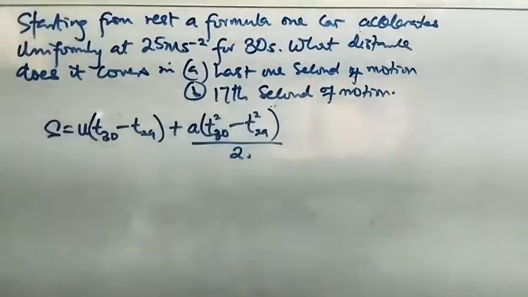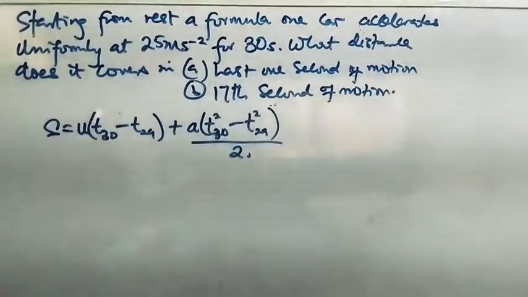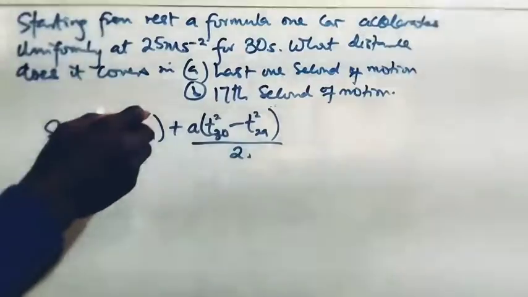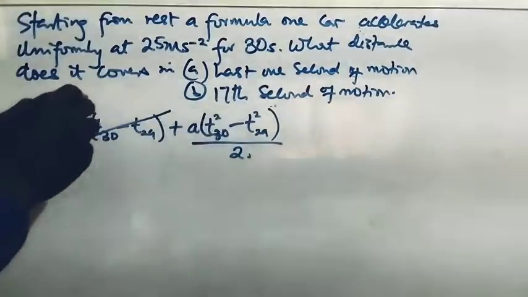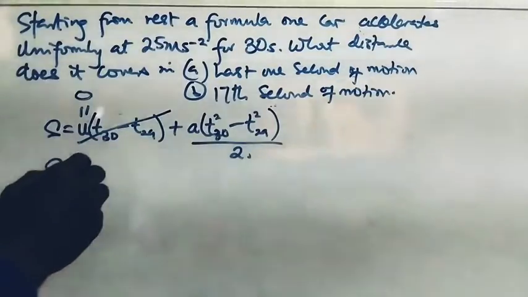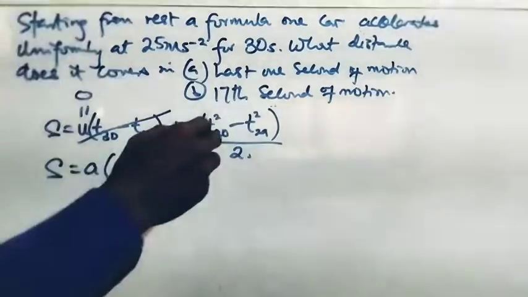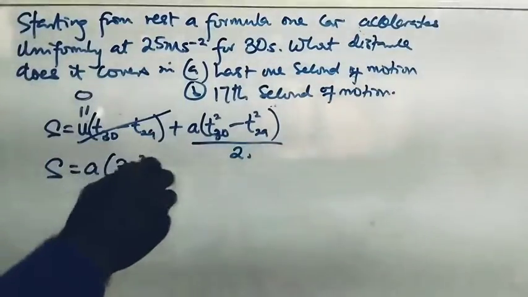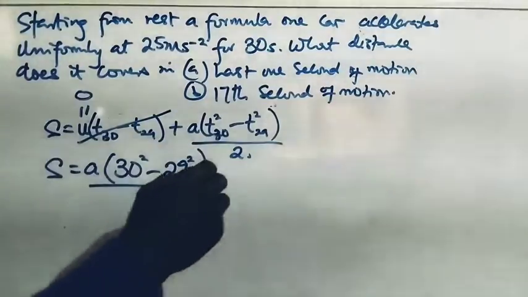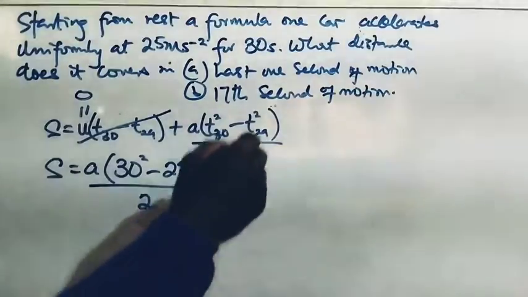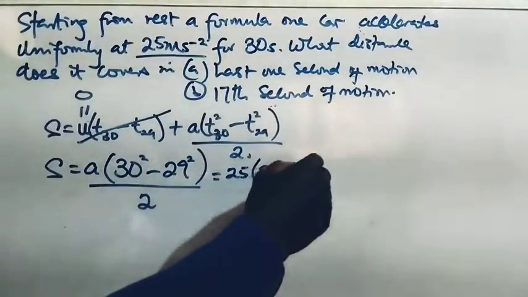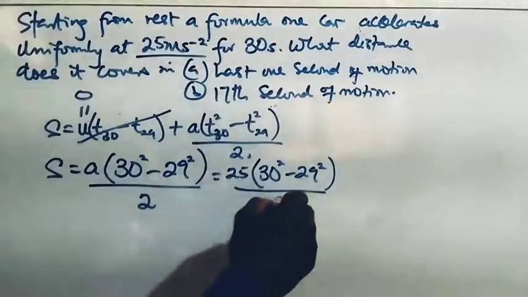Now we will implement every one of our parameters. Since our u here is 0, this term is ruled out, because 0 times whatever we have here is 0. So our s, which is the distance, is a times (30 squared minus 29 squared) all over 2. Take note, our a here is 25 according to the question.